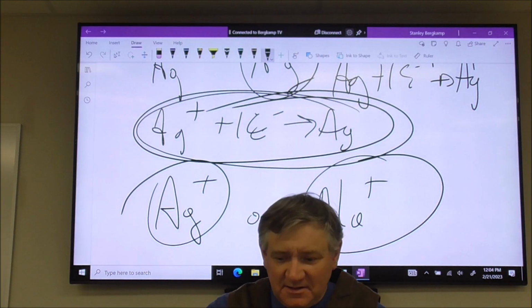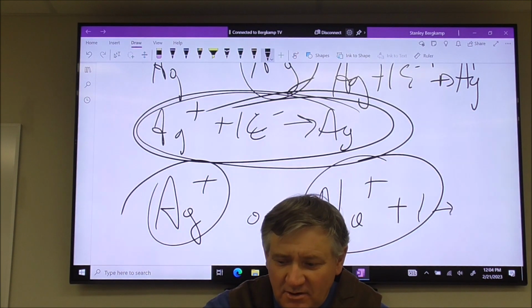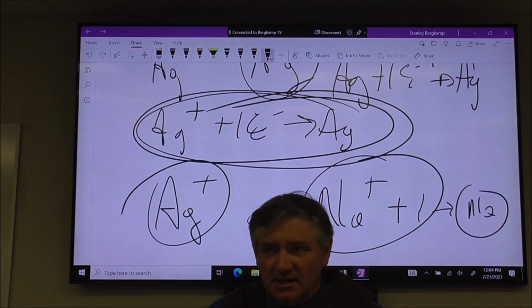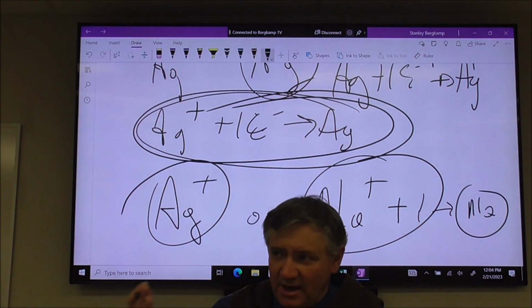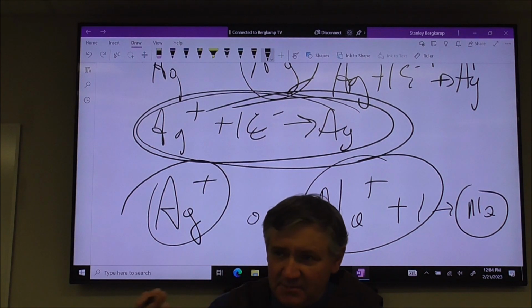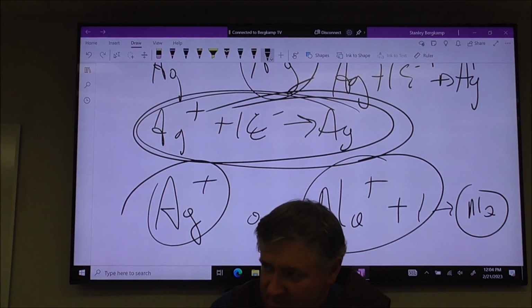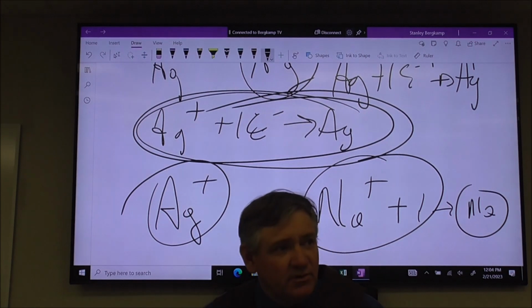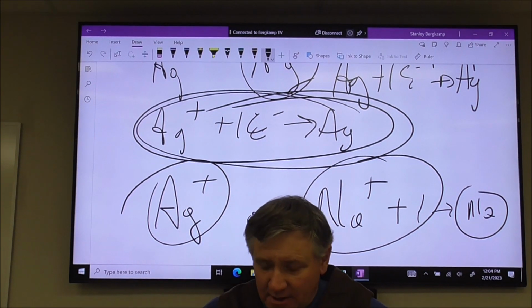Sodium doesn't want to take in an electron and turn into elemental sodium, okay? Because it's not stable, right? This is why when you have elemental sodium, we have to store it in oil. We can't let it be exposed to the air. We can't let it be exposed to water. Because if we do, it's going to turn back into a sodium ion.